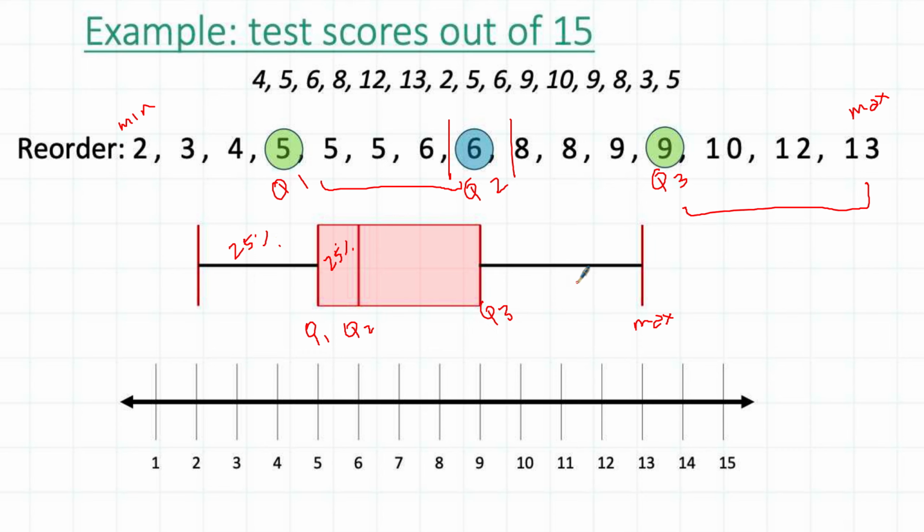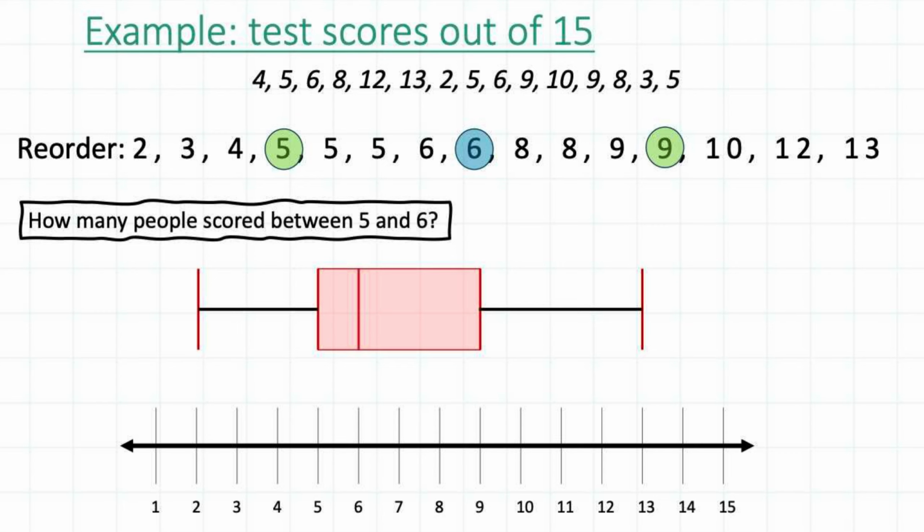So that's an important part of box and whisker that you need to understand in order to help you interpret what the box and whisker tells you. So then you can answer questions such as how many people scored between 5 and 6. Now, if you have the raw data, you directly can answer that. So that would be 5 people. However, without the data, just using the box and whisker, you know that between 5 and 6, this is between Q1 and Q2. So you know 25% of the data is here.